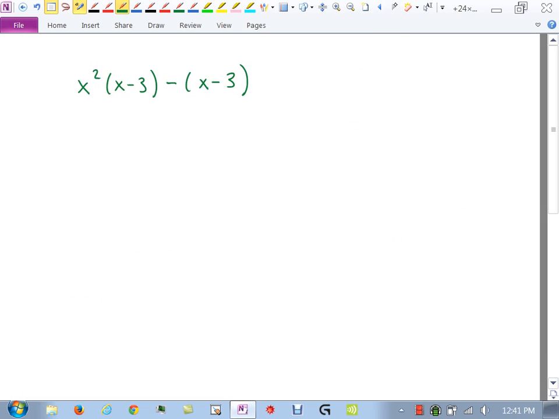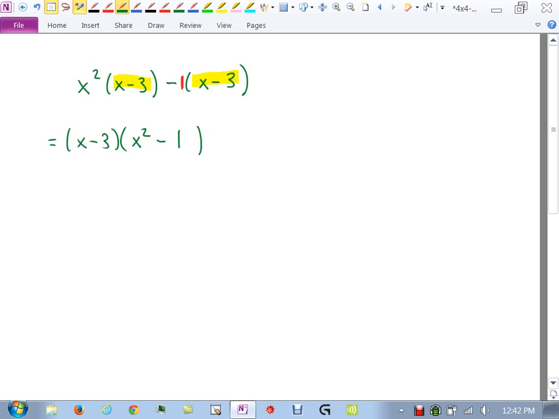We're already at that point where we have something that matches. So we pull that out in front, and we get x minus 3. And then in our new set of parentheses, what would go here? X squared from this front, right? And then minus 1, because that's really like a 1 in front there. So minus 1.